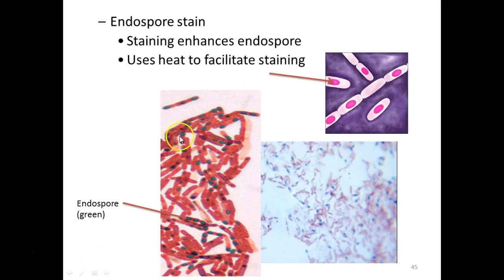So when you're doing a particular method, you know what your results should be. Right? So this is a picture that is very similar to the method we use here in the lab at Delgado. It's called the Schaefer-Fulton method of endospore staining. And the cells get stained red, as you can see in this picture. And the endospores are a green color.